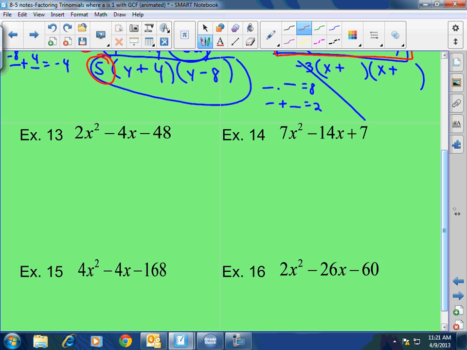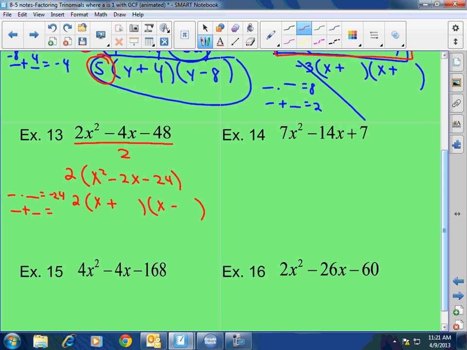Okay, let's continue. Can I factor GCF from number 13? What can I factor out? A 2, very good. So when I factor out a 2, I got x squared minus 2x minus 24. Now my setup, x, I got a negative and a negative, so that's a plus and a minus. What times what equals negative 24, but when added together equals negative 2?